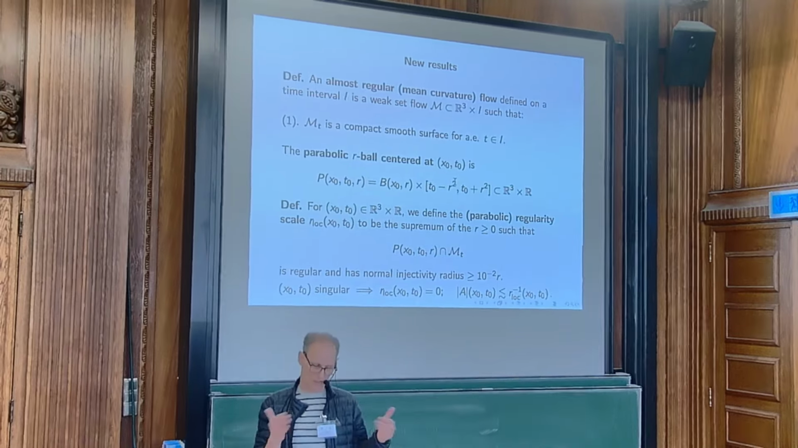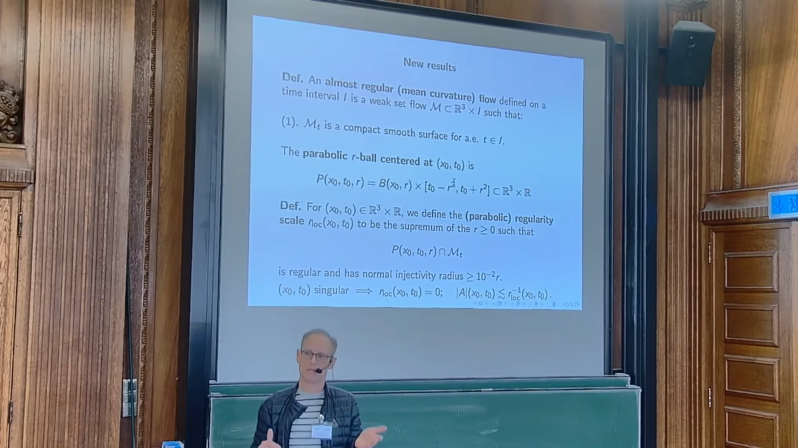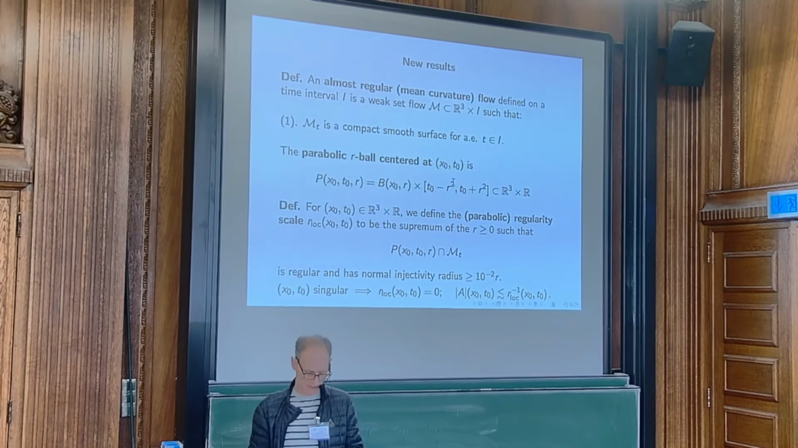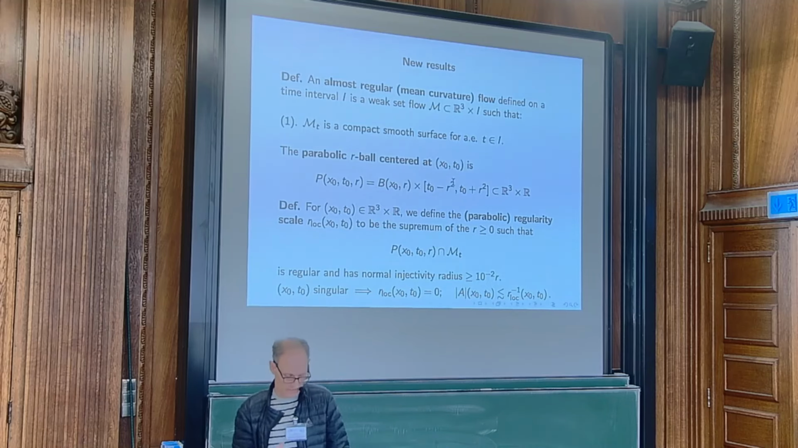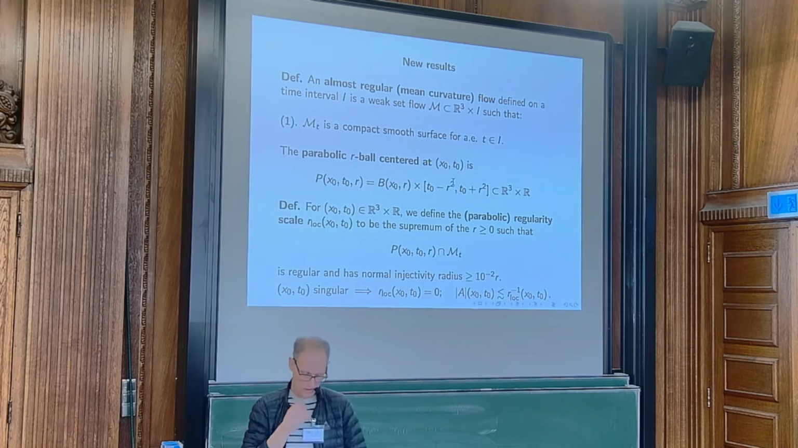So the first is really a new definition or a new setup for flow through singularities, which we call almost regular mean curvature flow. All right. So that is defined as follows. For some time interval I, you're looking at a weak set flow M.